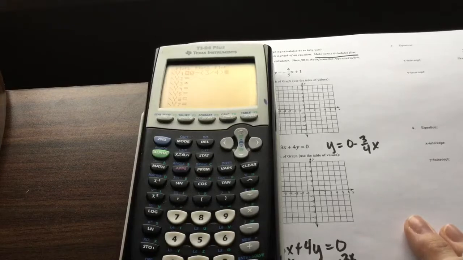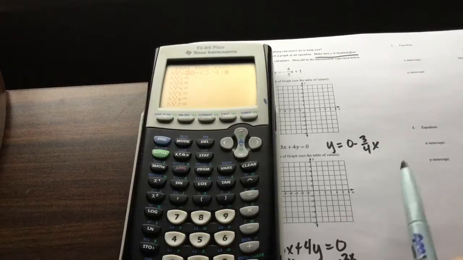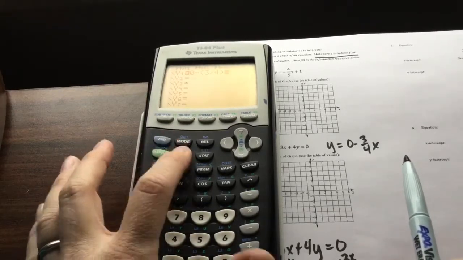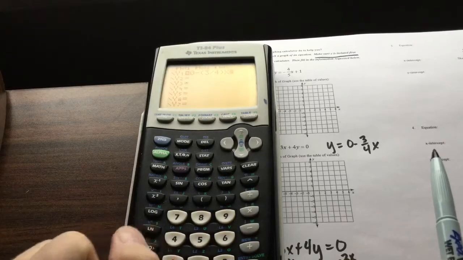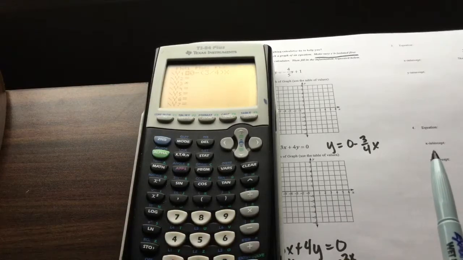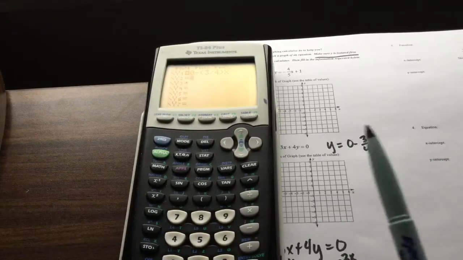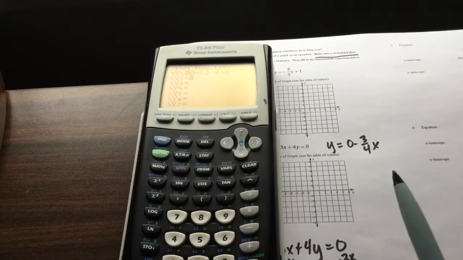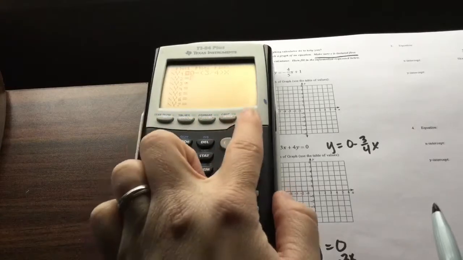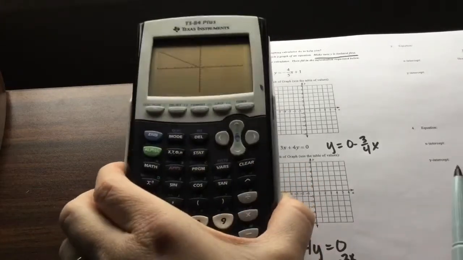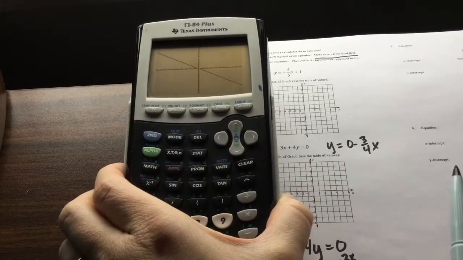And then I need my variable x, which is this button here. That's the shortcut to a variable. And then I could just press enter, and now I have stored my equation into y equals. Now if I just want to see what the graph looks like, I can press graph and get an idea of what that would look like.